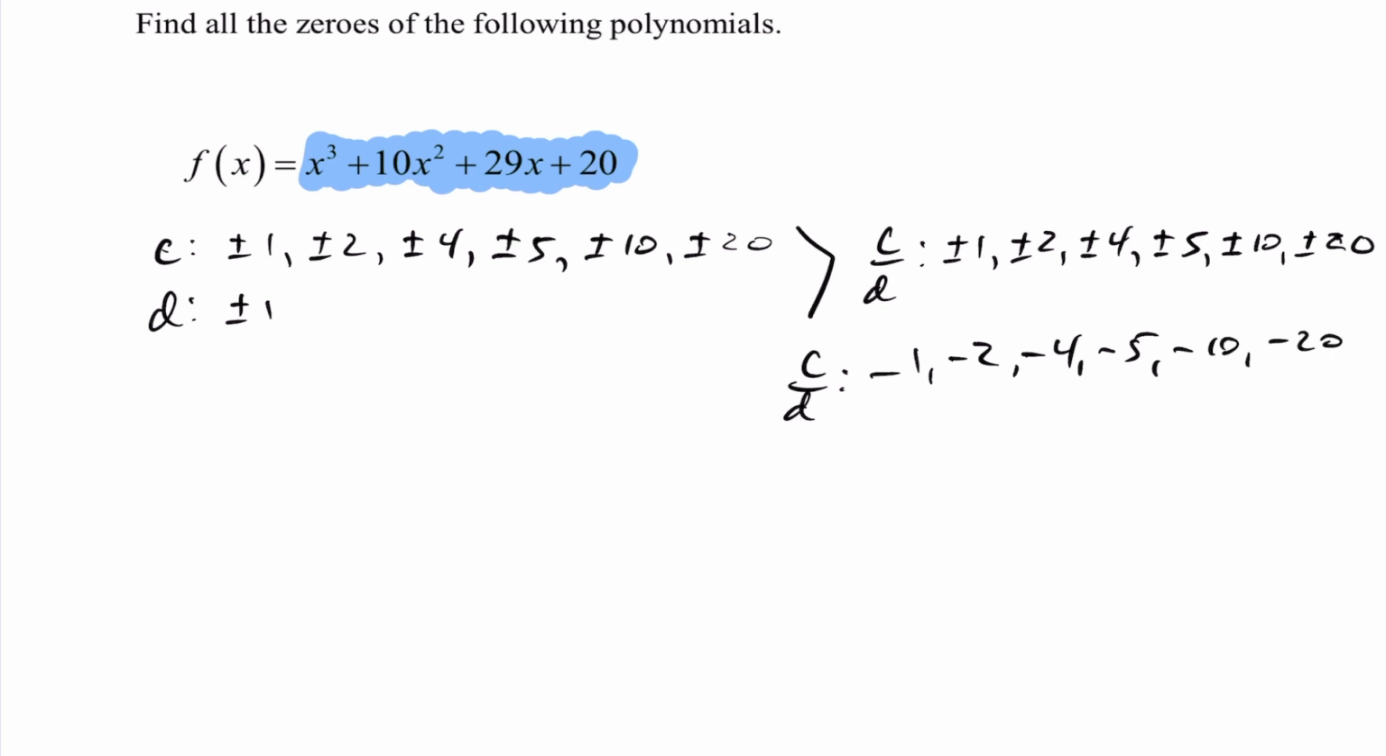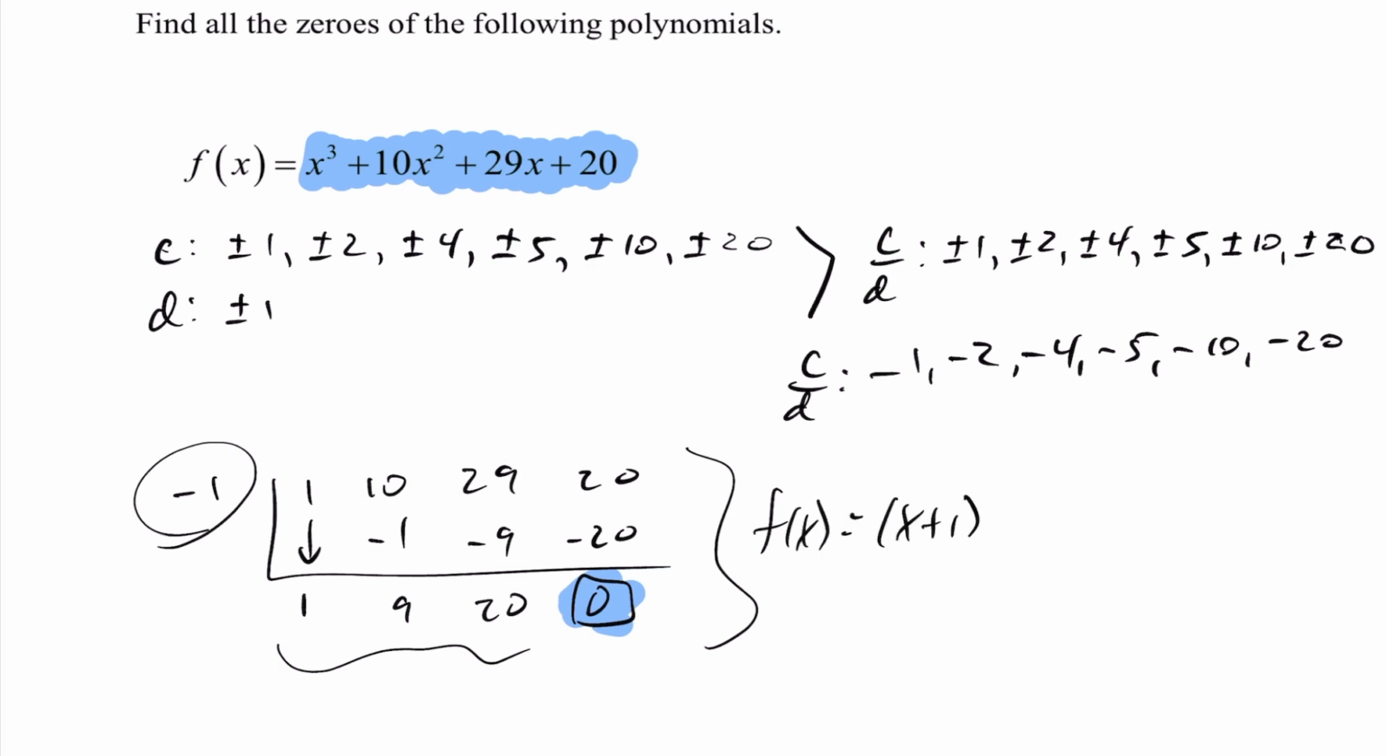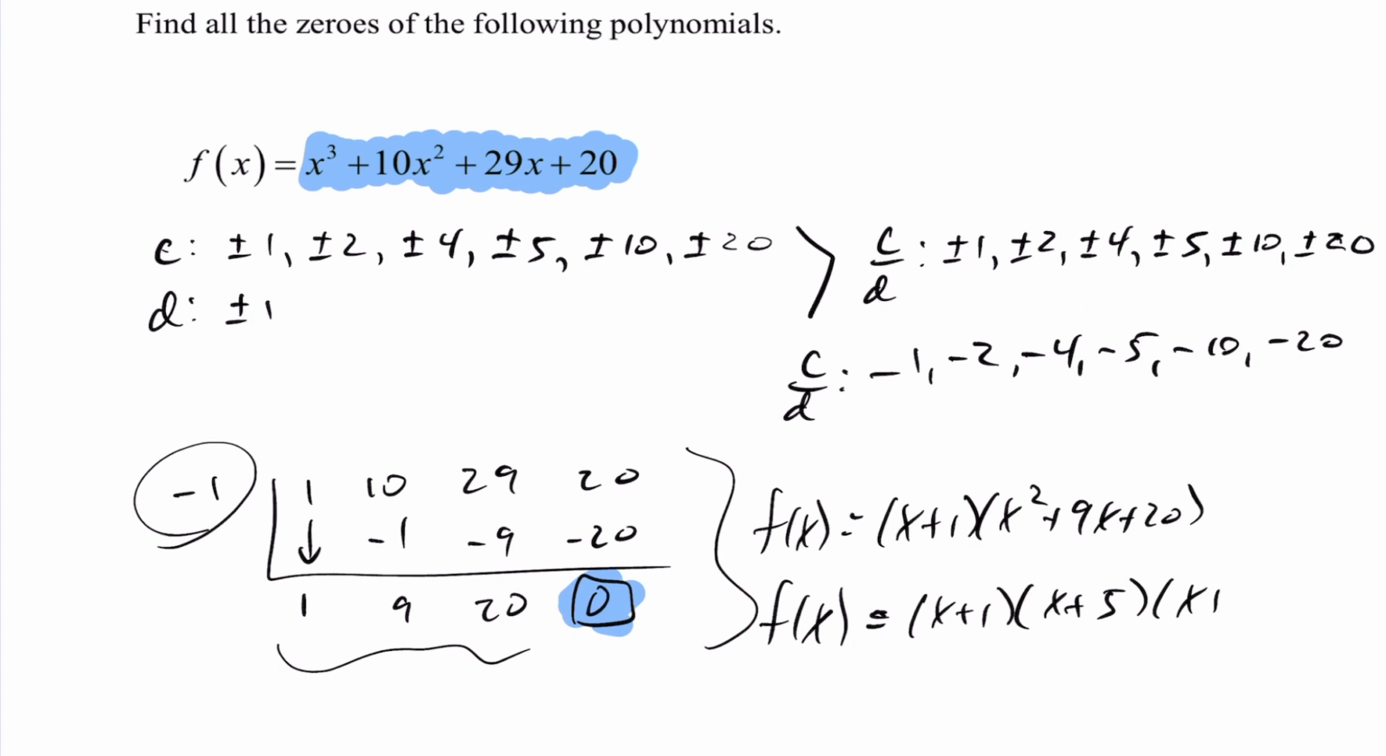So let's go ahead and try synthetic division on the -1. And right away, trying synthetic division on the -1, I end up getting a root at -1. We know this is my quotient, so therefore our polynomial f of x will factor into x plus 1 times x squared plus 9x plus 20. And then we have a simple trinomial here, and this factors into x plus 5 times x plus 4. So you can see here this polynomial has roots at -1, -4, and -5.